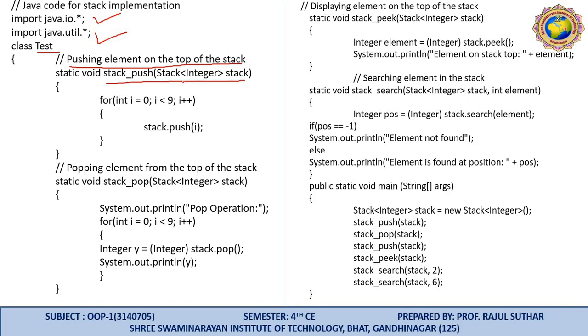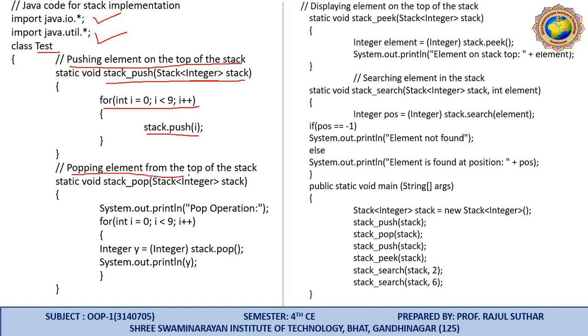Static void stackPush, Stack, this integer value will be covered, the list of elements in the stack. For i = 0, i < 9, i++. So total 9 elements, 0 to 8. i < 9 means 9 is not covered, the not equal to sign is here. So a total of 9 elements are covered. stack.push, we are inserting each and every element one by one. i++ is used.